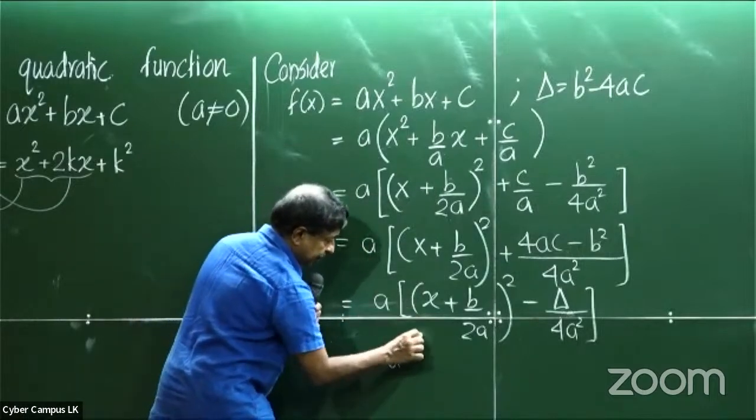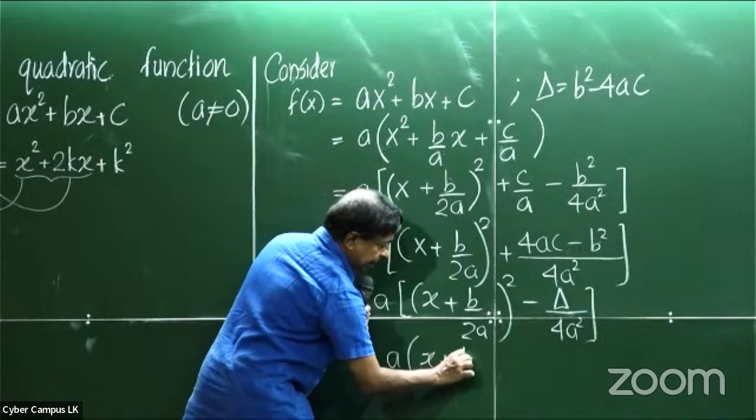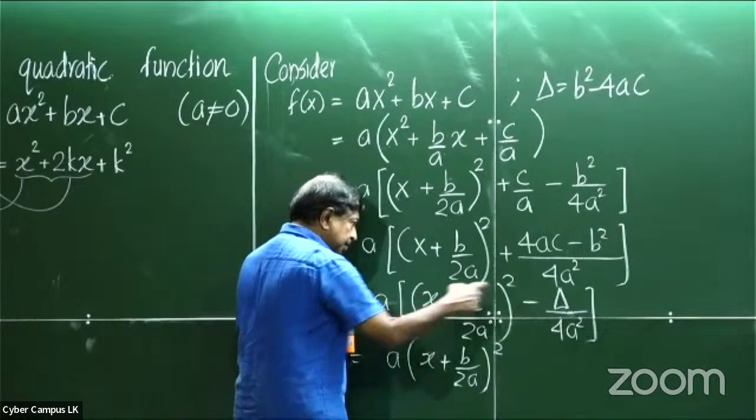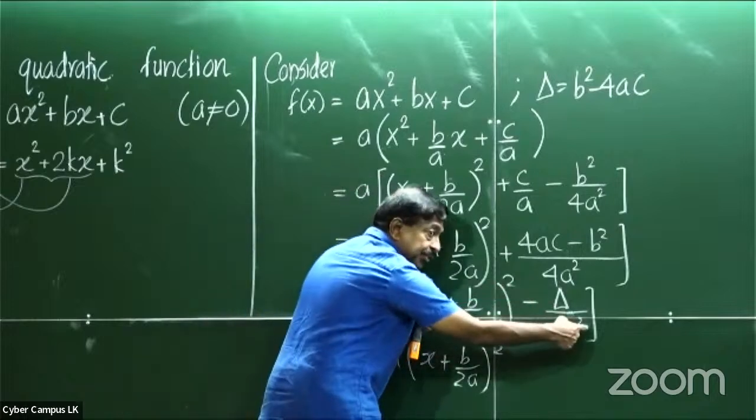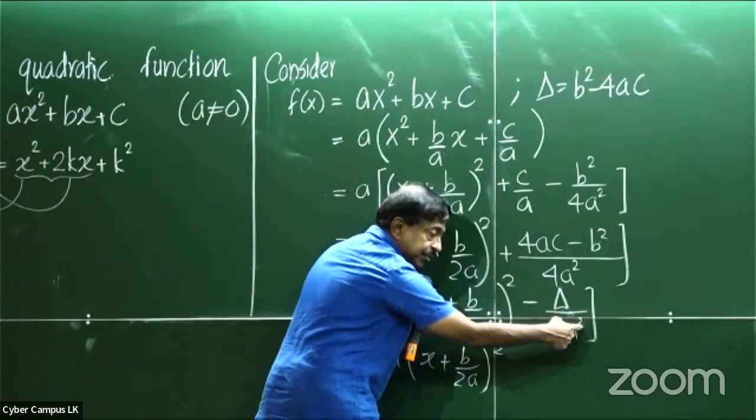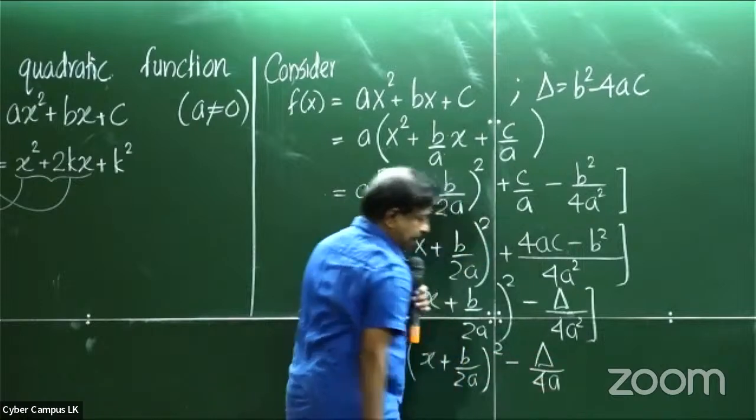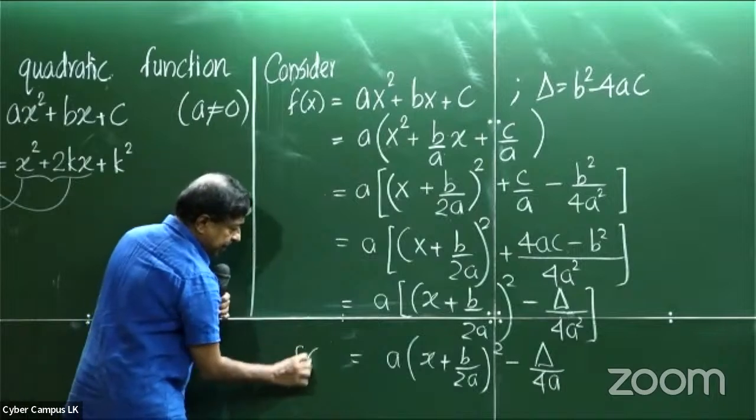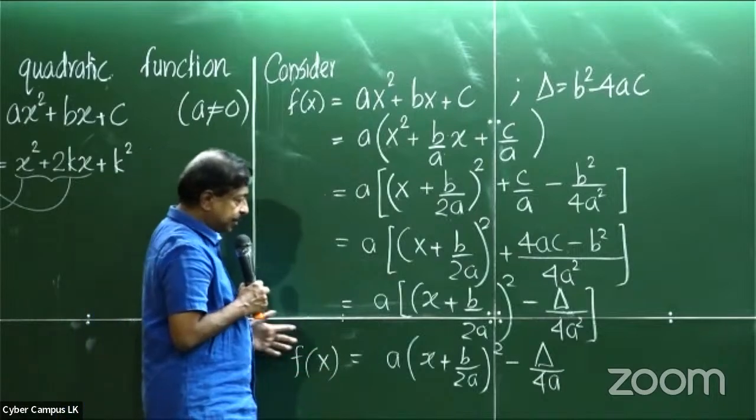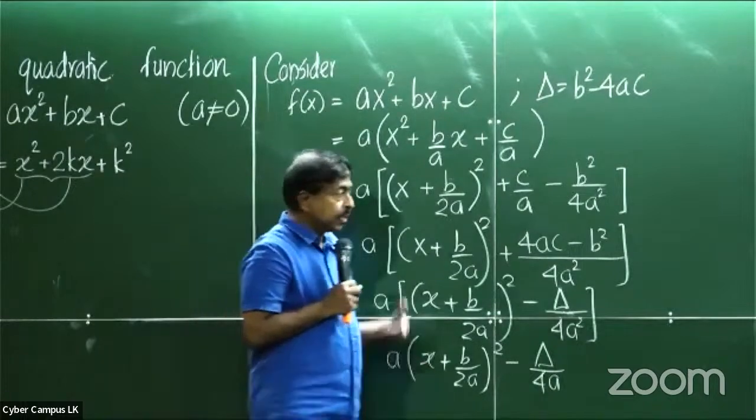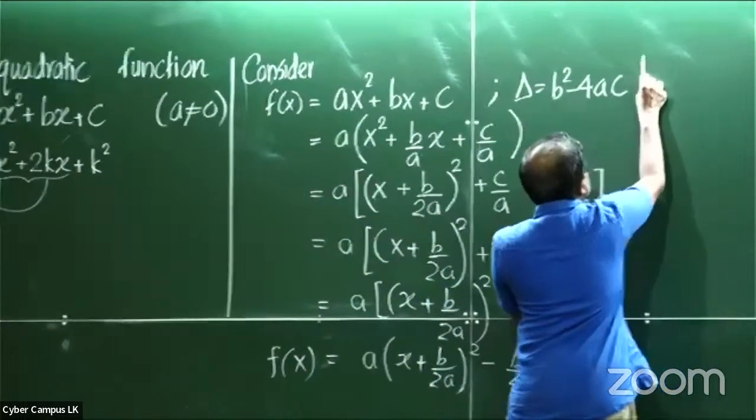Now, eliminate the square bracket. So you will end up with this. When you multiply these two, this a will go away with the square, one of these a's, right? So you get delta over 4a. So that's how you write it, like express this so that x only appears in one place. Now using this, you can find the range.